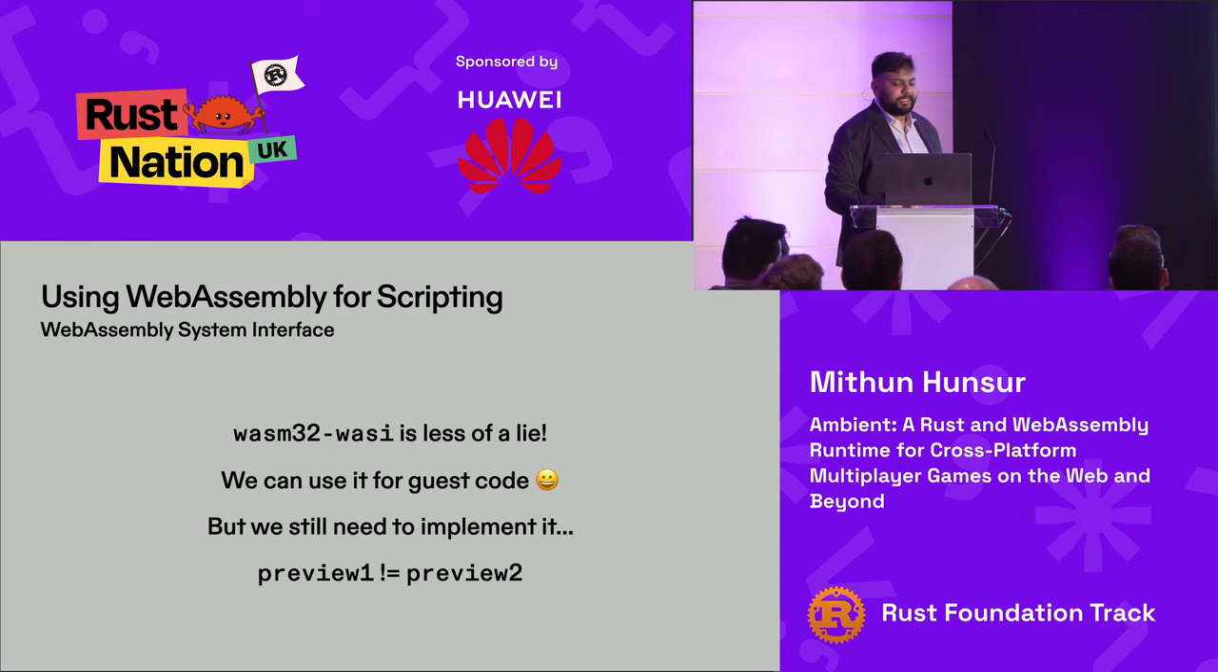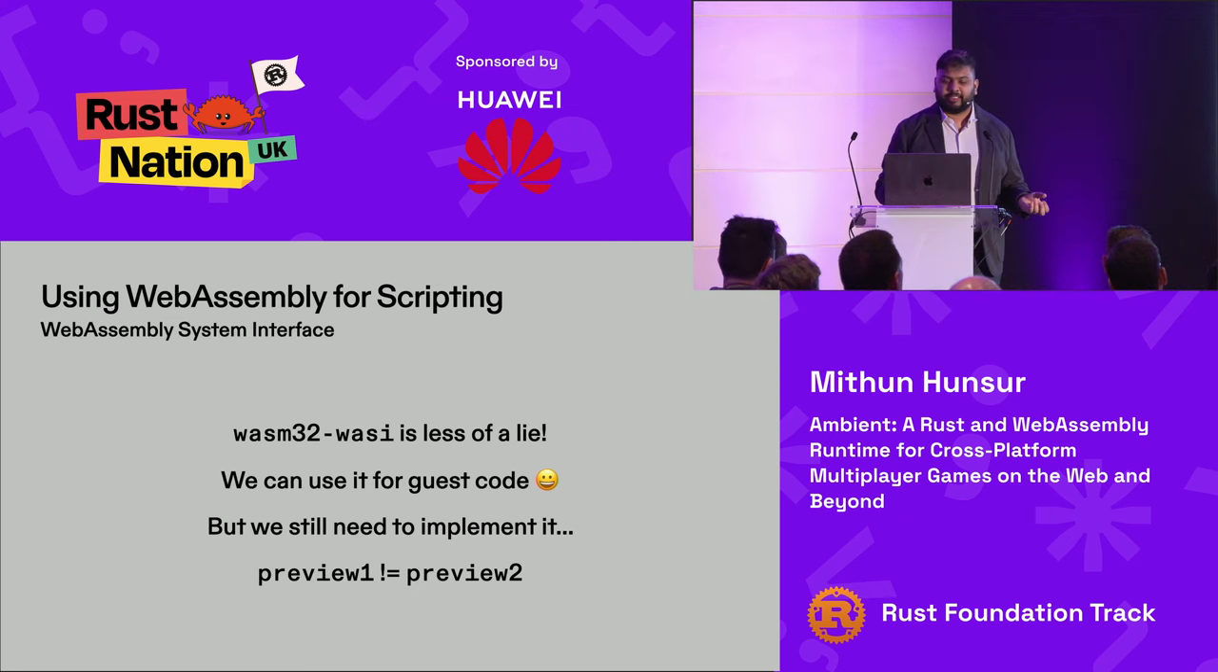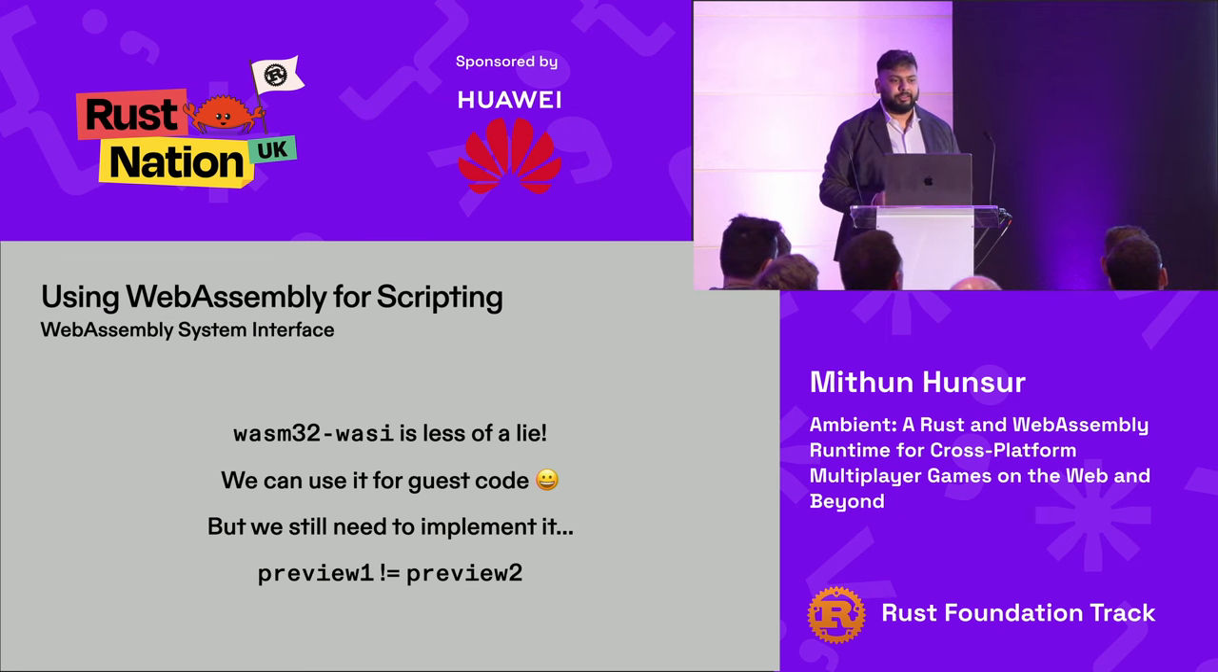Next up, remember how I said that wasm32-unknown-unknown doesn't implement any system interfaces? Luckily, that's less of a problem for our guest code. We can use wasm32-wasi, which uses the WebAssembly System Interface. Our engine, the host, can then implement the host side of the interface so that the guest can use its APIs without a care in the world.